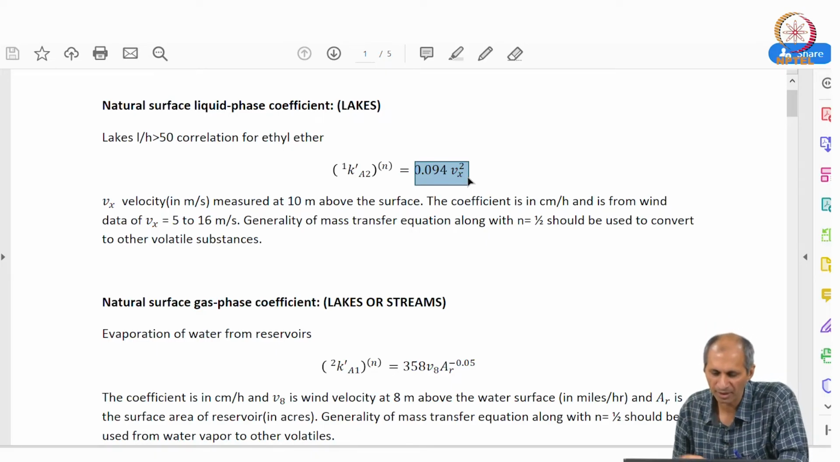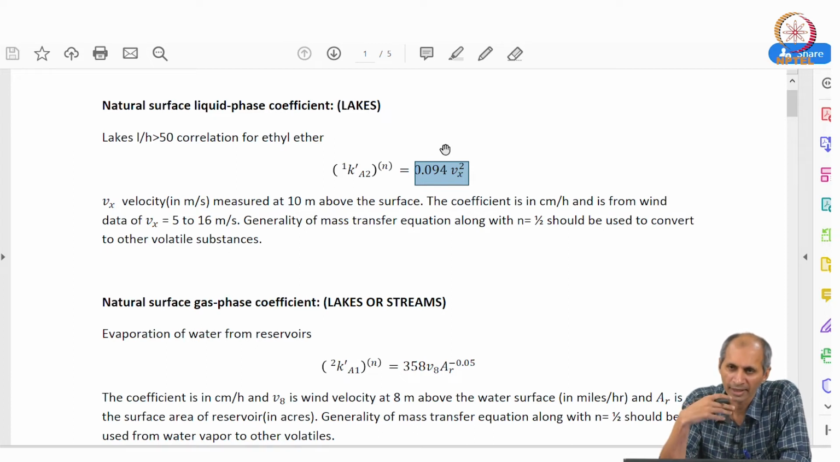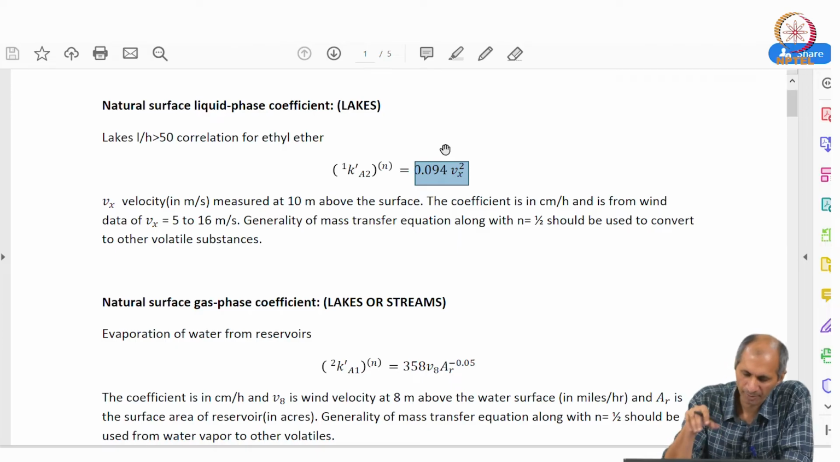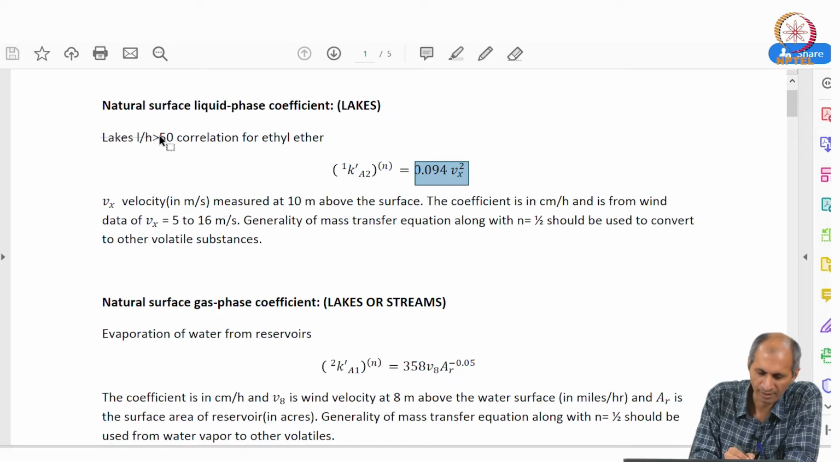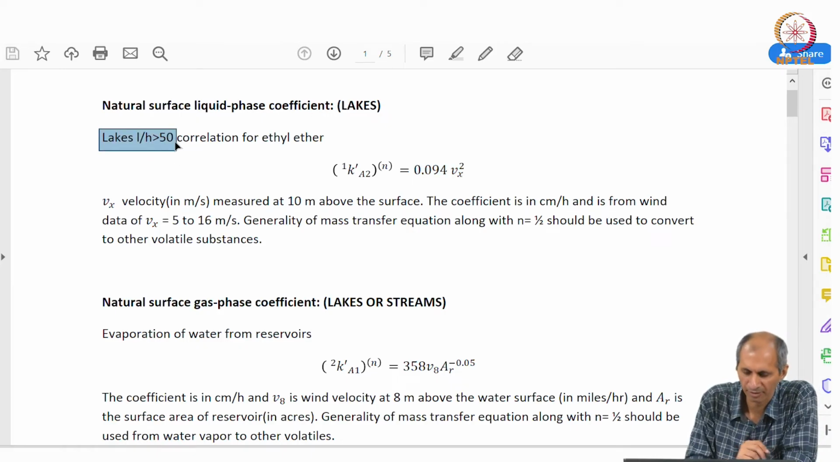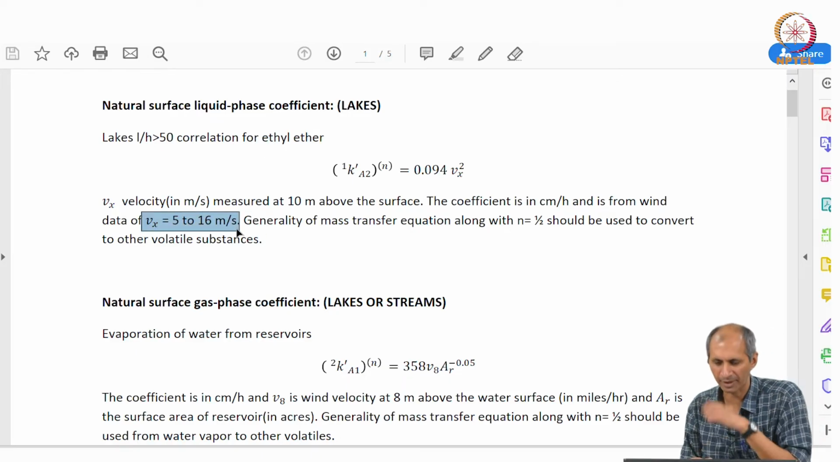So, two things you can see directly: there is nothing else in this correlation. There is no length parameter, there is no compound specific parameter, which means there is no diffusion coefficient, nothing. So this is only applicable for the conditions given. For lakes with L by H greater than 50, and it is for ethyl ether, and the data is only valid if the velocity is between 5 to 16 meters per second. Okay.